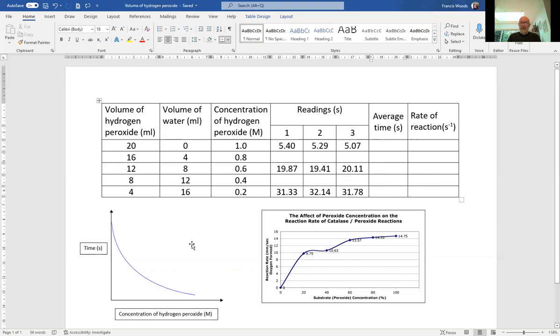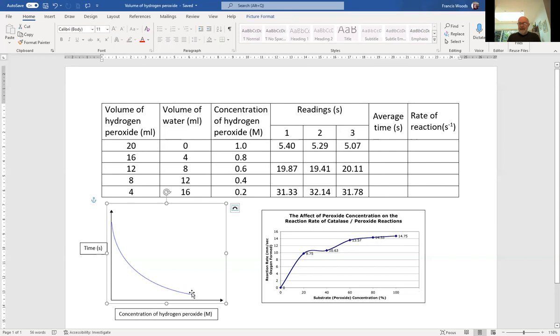This is confirmed by the two graphs, because on the average time graph, as the concentration increases, the time for the reaction to take place decreases, showing the reaction is getting faster. Whereas in the rate of reaction graph, as concentration increases, it's a positive graph, and we can see that the rate of reaction increases.